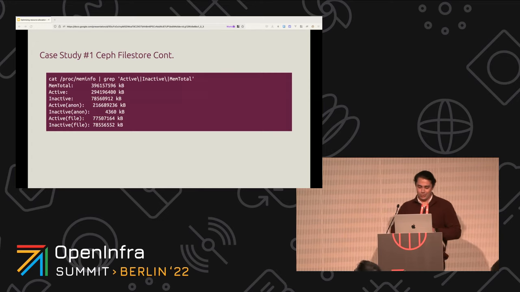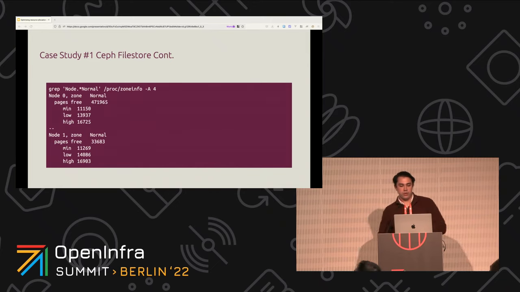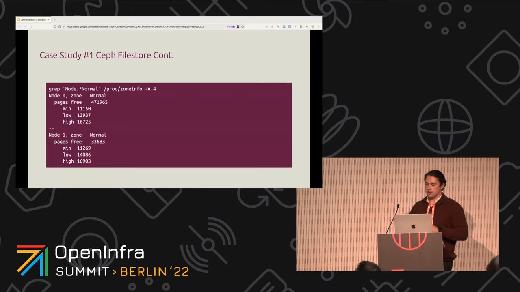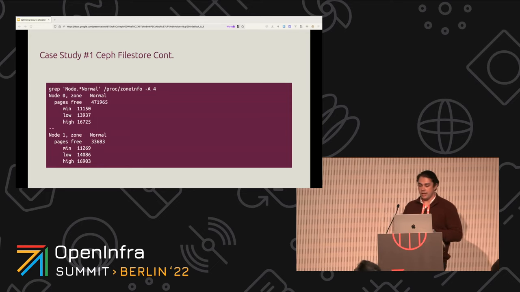But if we look at /proc/zoneinfo, we have these watermark values. When free pages drop below the high watermark, asynchronous reclaim takes place until at least the high number of pages are free. And when the value drops below the low watermark and an allocation is requested, direct reclaim takes place and the allocation is stalled until enough memory is free to satisfy that allocation.